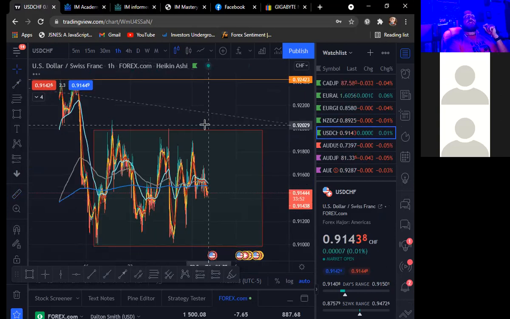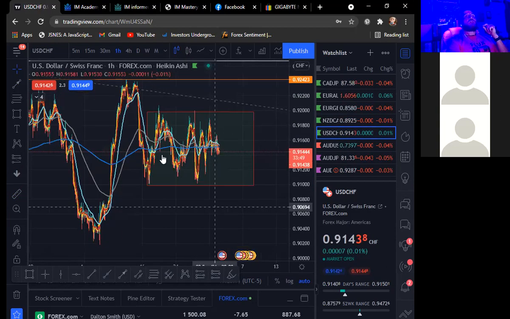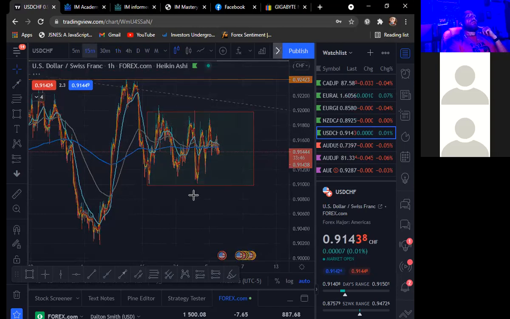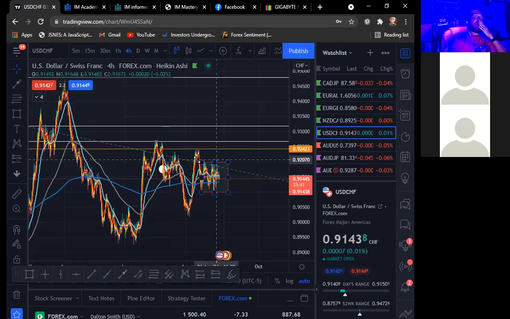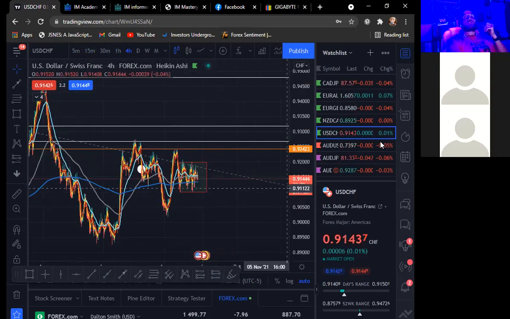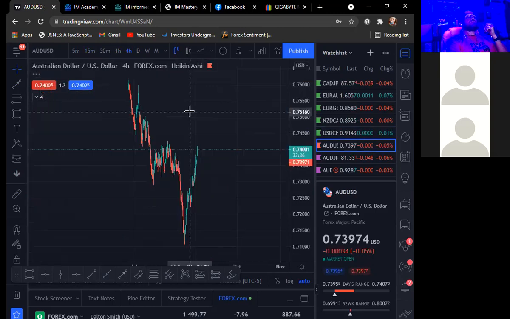This is that mega consolidation that's been going on in the USD CHF. I'm waiting for this consolidation to break. I know a lot of people are. No, there's nothing here. This is crazy. This chart's acting crazy.